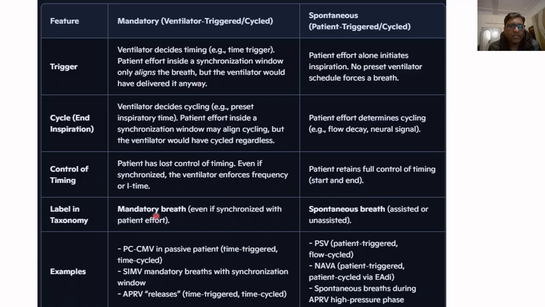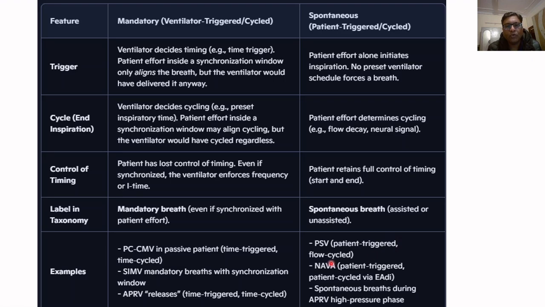We call this breath a mandatory breath, even if it is synchronized with the patient effort. And a spontaneous breath is the other way, where the patient has full control. It can be assisted or unassisted. An example is pressure control CMV in a passive patient. Here we get time triggered, time cycled, classical mandatory breaths. In SIMV, the mandatory breaths are there along with synchronization windows. In APRV, and correspondingly pressure support ventilation, is a classical example of spontaneous breaths where we only get spontaneous breaths.